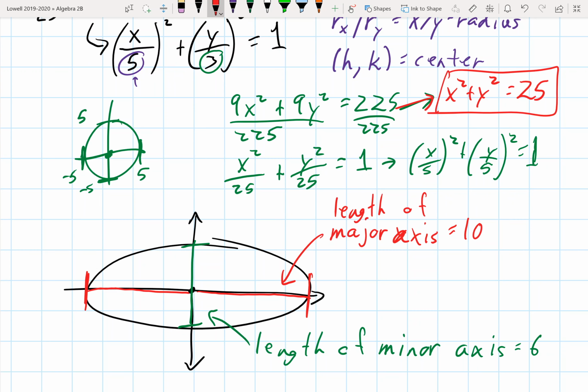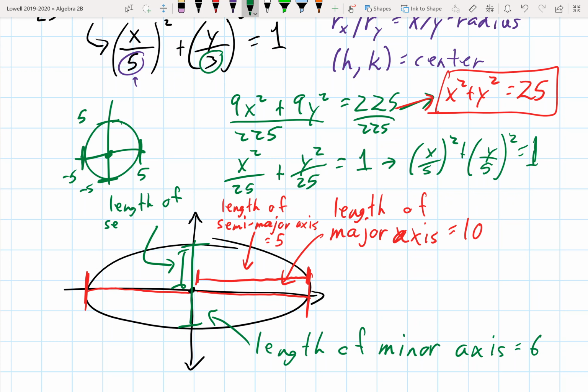For some reason, we always need to add extra layers. If I just wanted this half, we would also say that that is the length of the, not the major axis, because that would be the whole thing, but the semi-major axis. Sorry, I shouldn't have put that here because it's squished, but in this case, the semi-major axis is 5. And the length of the semi-minor axis is 3 in this case.